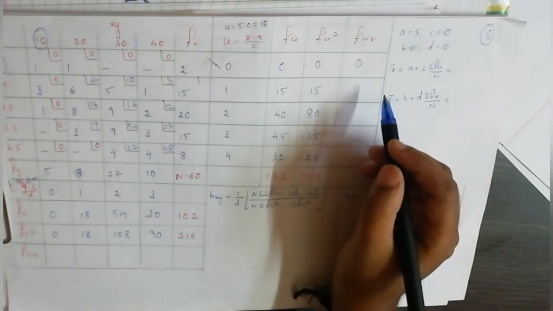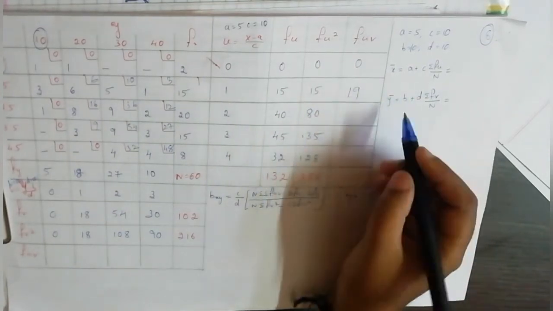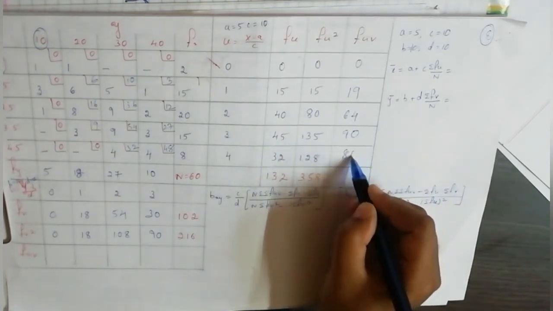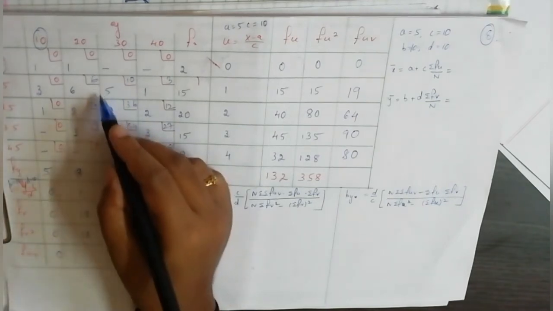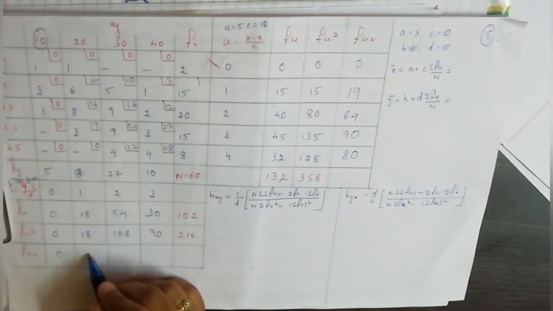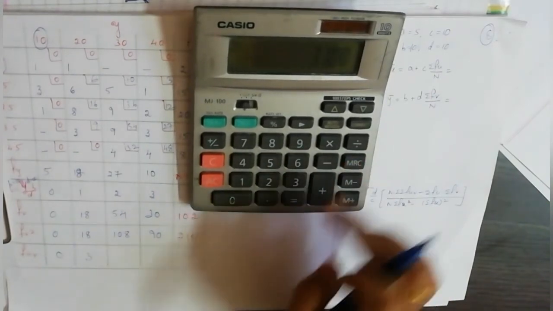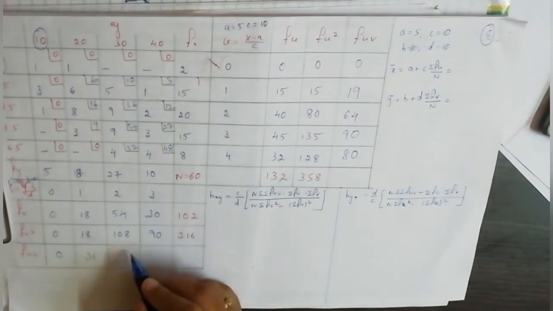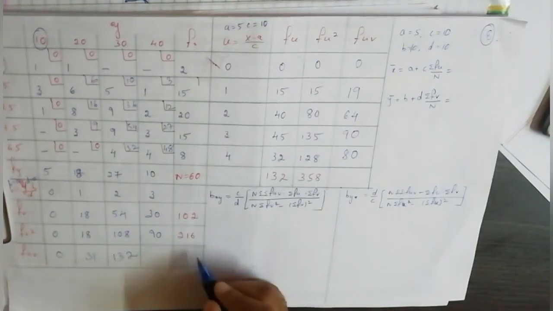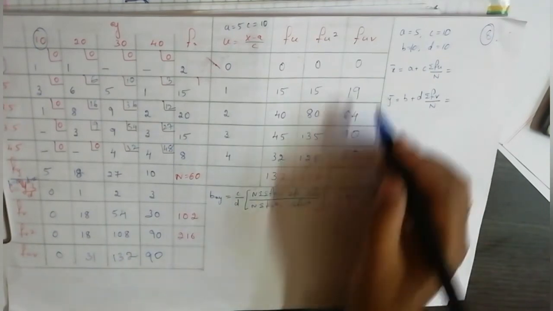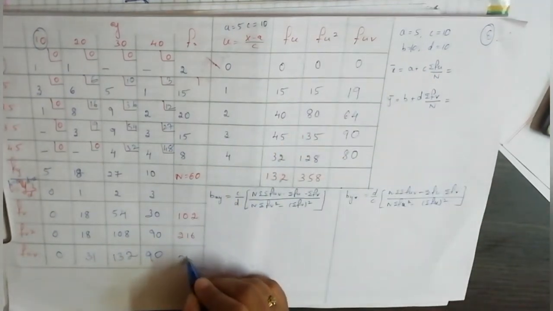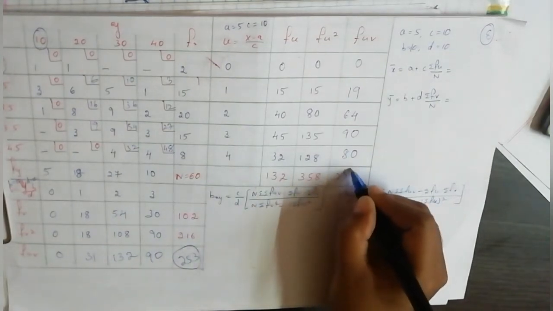So now we'll add the values. First row is 0 and 19, 64, 90, 80. Now we'll add column wise. First column 0, 6 plus 16 plus 9 is 31. Next is 132 and is 90. So now we add both column wise and row wise, we'll get the total 153. That is same. So table is correct.